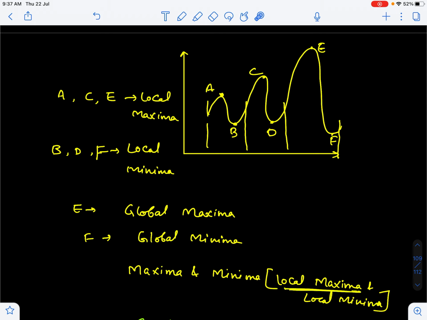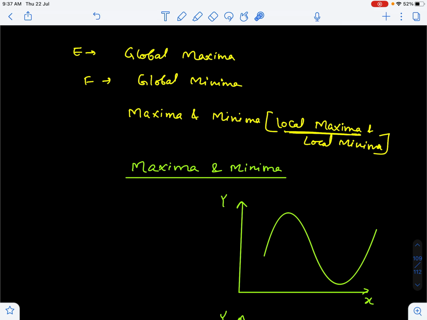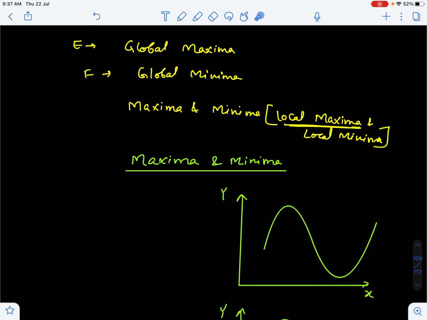Now, what is the concept of maxima minima and how is it related to the application of derivatives? These points are known as the application of derivatives. So we will try to understand. I have taken a graph where this point, let it be A, and this point, let it be B, are the points of local maxima and local minima respectively.